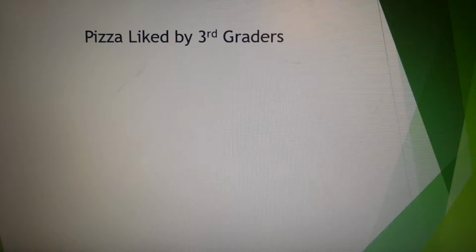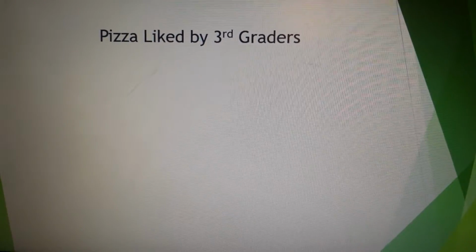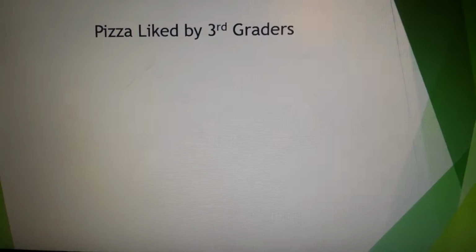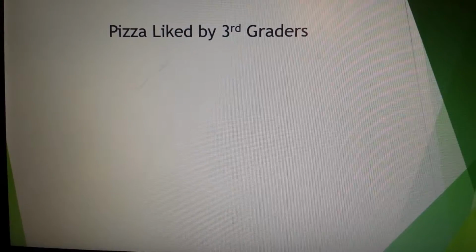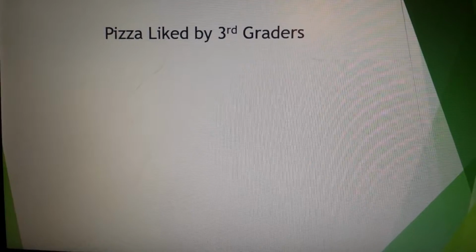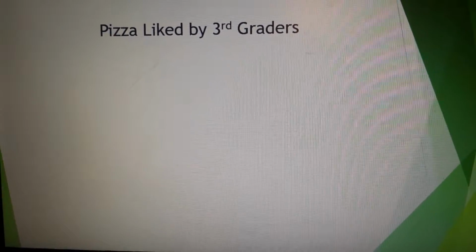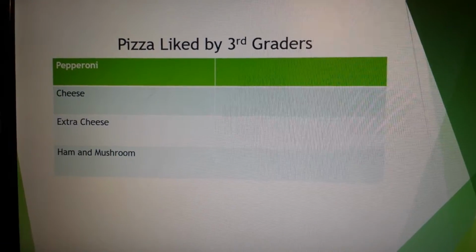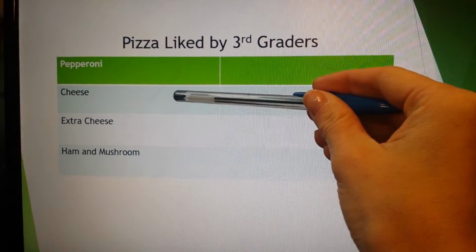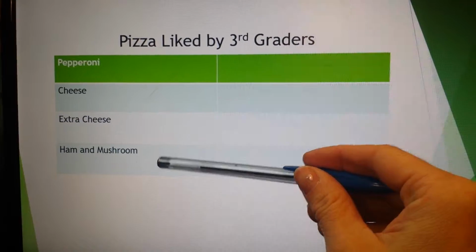We first have to start off with a title. Pizza liked by third graders. Next, we have to get our labels. So the answer to the question, what pizza do third graders prefer? Our labels, or answers, are pepperoni, cheese, extra cheese, and ham and mushroom.